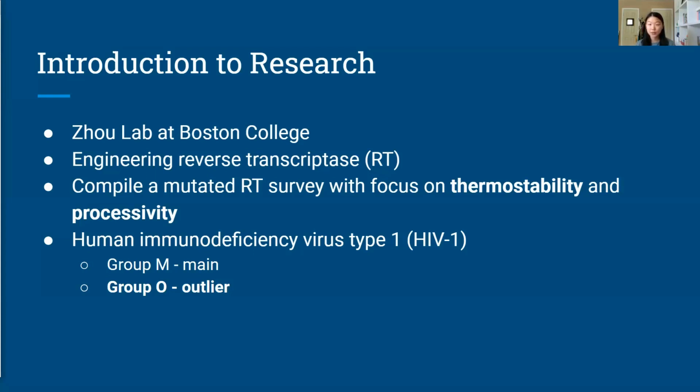This virus, HIV-1, consists of two groups, group M, which is the main group, and group O, which is the outlier group. I focused on the outlier HIV-1 group O variant and studied the mutations of the group O variant and their impact on RT in terms of thermostability and processivity. After I found these characteristics of the group O variant, I compared them with those of group M RT and other retroviruses such as the murine leukemia virus, or MLV.